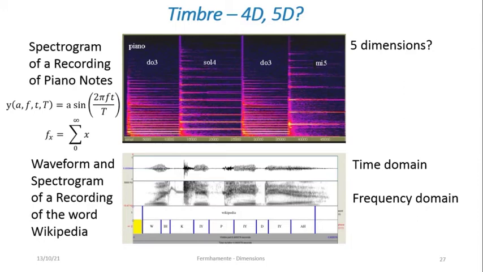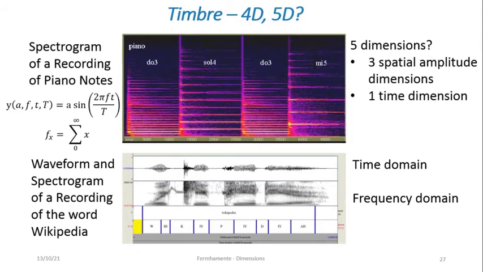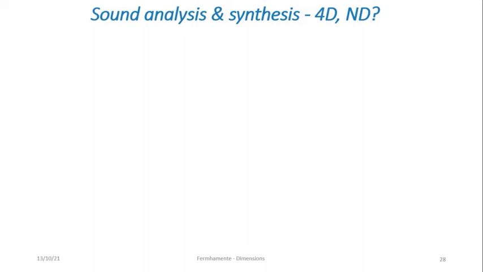Now we have seen that in room acoustics, or acoustics in general, we are talking of four dimensions. Now what does it mean when we add a dimension for frequencies? Will this add another dimension? Do we have three spatial amplitude dimensions, one time dimension and one frequency dimension? Now, we have just seen that we maybe apply five dimensions to timbre, or the sound of an instrument, perhaps. So it's quite debatable whether timbre actually is five-dimensional or not. But what about sound analysis and synthesis?